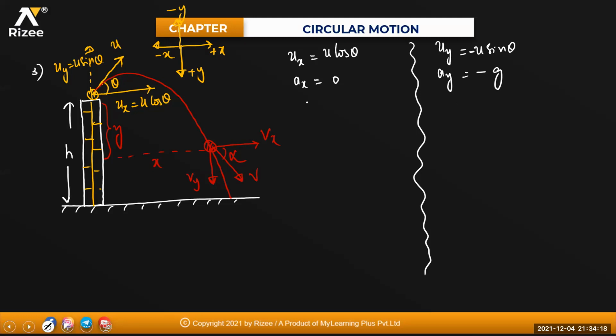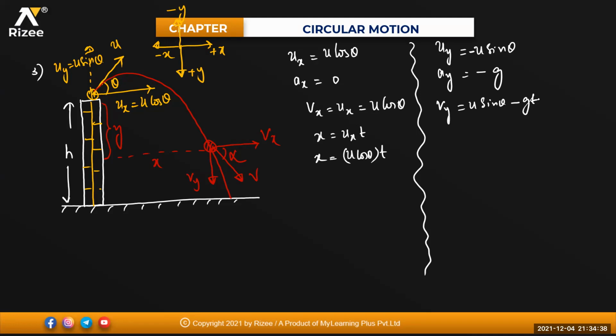So horizontal velocity Vx will be equal to ux, that will be equal to u into cos theta. So horizontal distance will be equal to ux into t, that means u cos theta into time. That will be the x. For vertical component, Vy is equal to u sin theta minus g into t. U sin theta is also negative, so this will become minus.